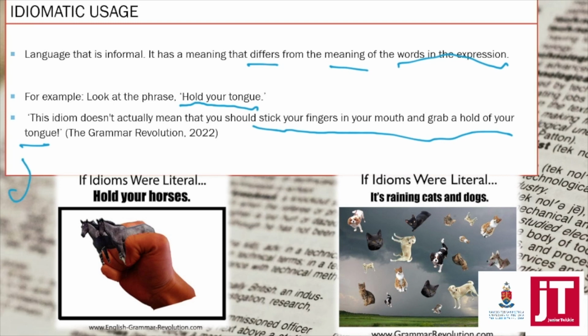Let's look at some other examples here. If idioms were real, hold your horses. That means slow down. Back in the days, you used to have to pull the reins to slow your horses down. But if it was literal, that's what it would look like. It's impossible. It doesn't make any sense, but it exists. Another one is raining cats and dogs. What a wonderful day that would be. Gosh, I'd adopt so many animals. But yes, in the literal sense, it doesn't make any sense. They just exist in English. We're not 100% sure why, but we're going to roll with it.